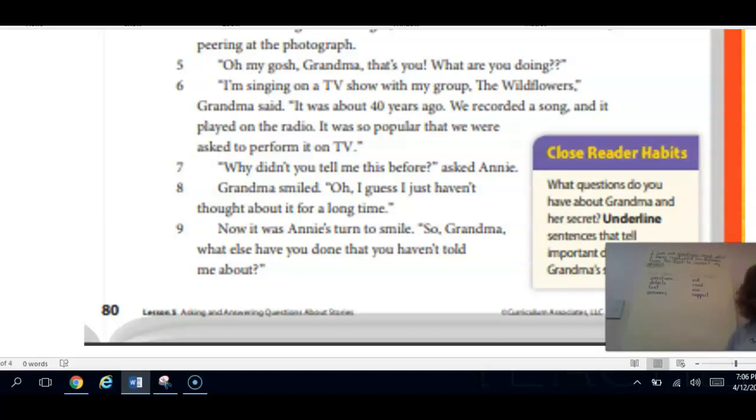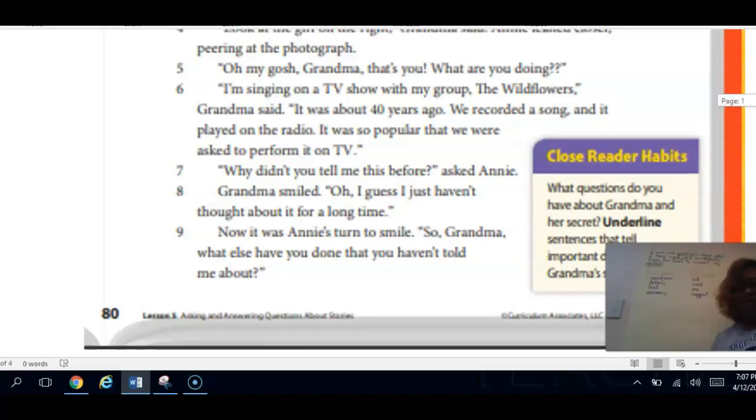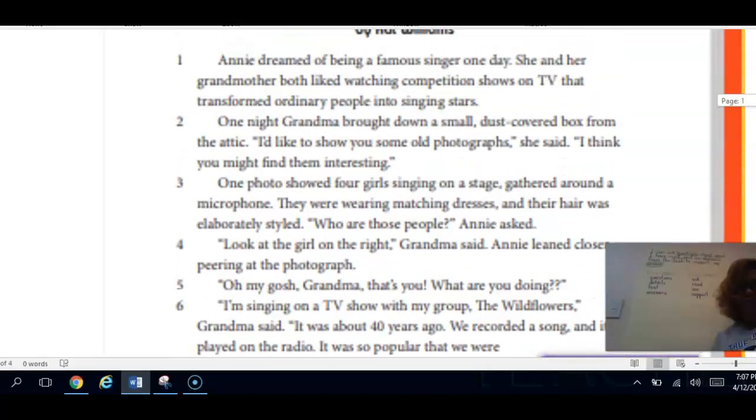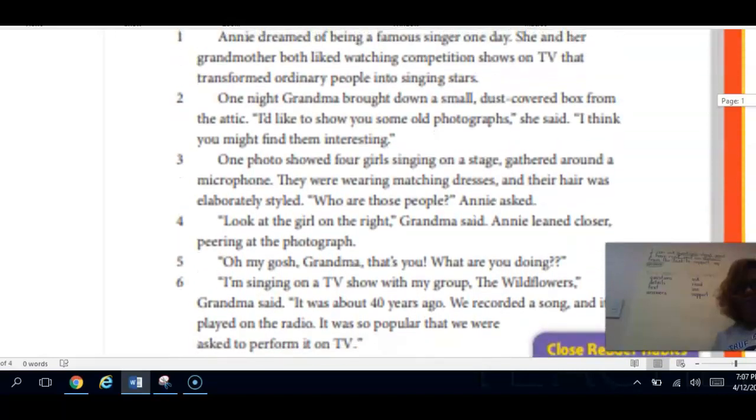Okay, so now, what questions do you have about Grandma and her secret? So if you would, take a few minutes to go back. I'm going to show you the text again, and I want you to think of some details, important details that we found in the text about Grandma's secret. And keep it in mind, once you get through looking at it, I will show you some details that I identified and see if we're on the same page.